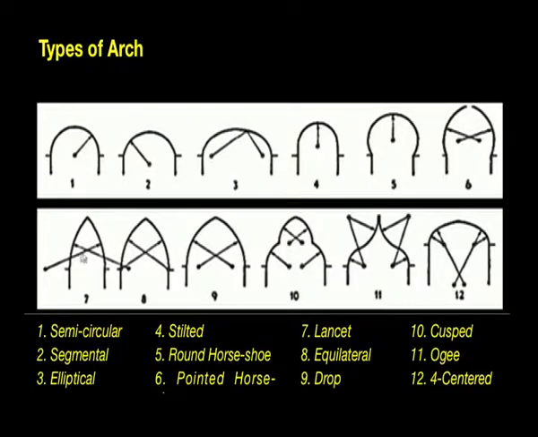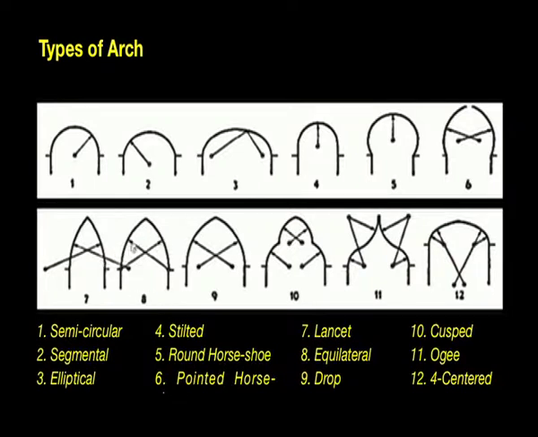Let us go on to arch number 7. If you look at it, this arch is made up of two arcs of a circle whose centers are here and here. If you look carefully, the centers of the arcs are outside the springing points. These are the springing points. The centers of the arcs are outside the springing points, and hence this arch is called a lancet arch.